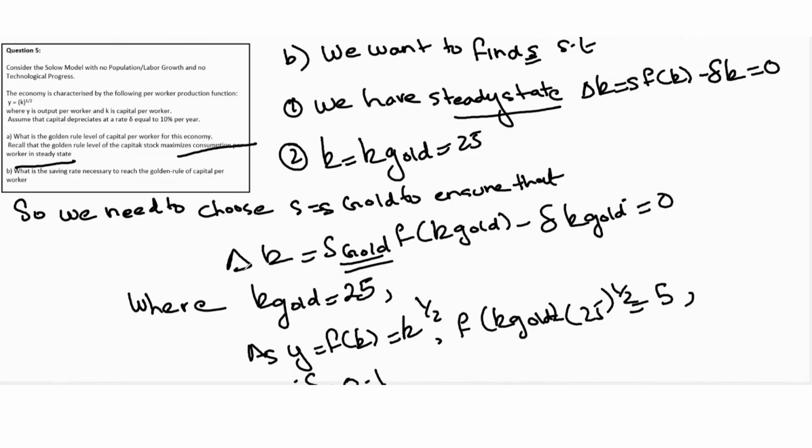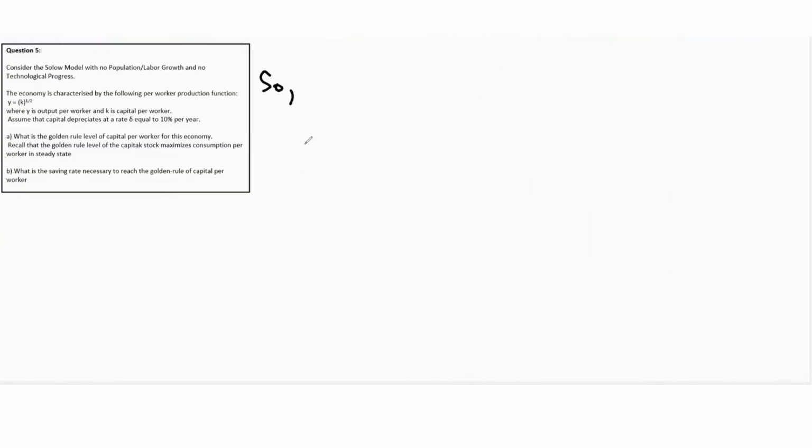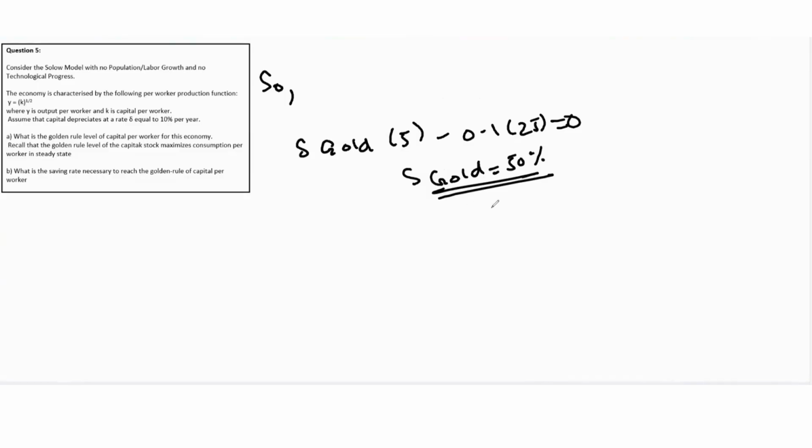So we want to choose S to ensure that the change in capital per worker is equal to 0 when I plug in S equal to S gold, and we use the K gold value, K equal to K gold, to make sure we are maximizing consumption in the steady state. We know K gold is 25. We know what f(K gold) is, because we're plugging the K gold value into the per worker production function, and we know delta. So S gold times 5 minus 0.1 times 25 is equal to 0. So S gold is equal to 50%. So this is how we can find the golden rule level of savings rate once we have the golden rule level of capital per worker.